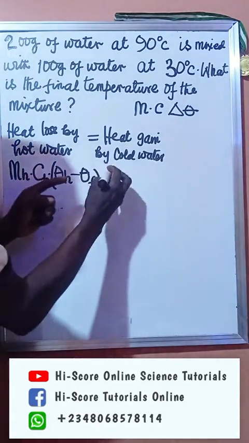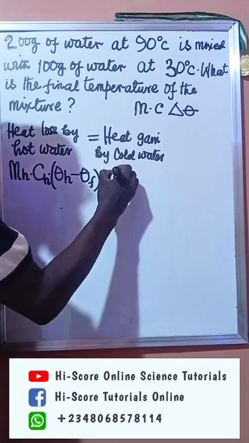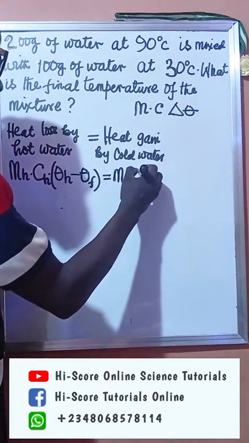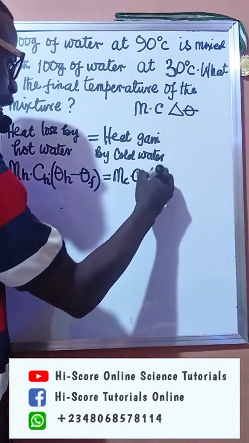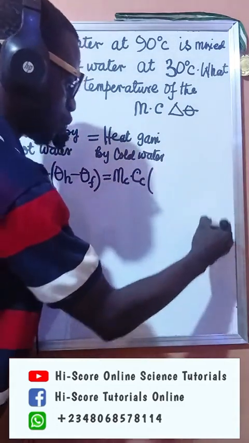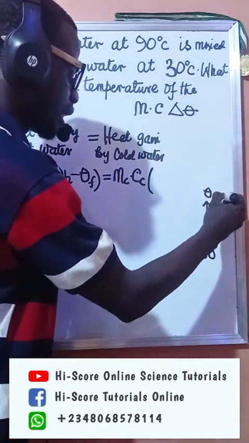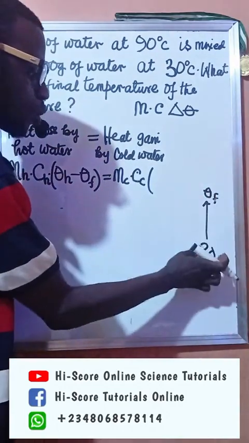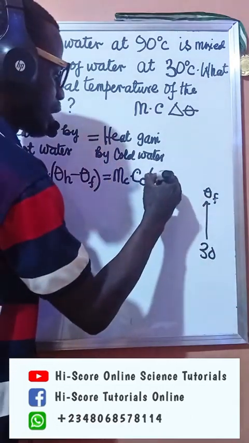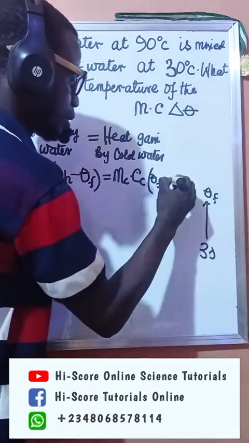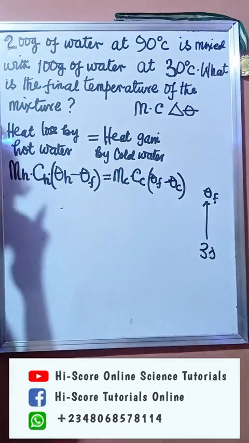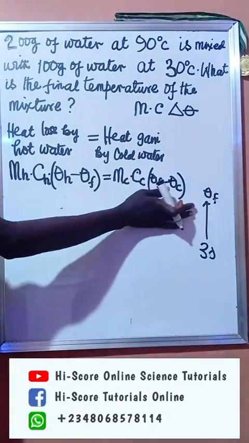So, heat gain by the cold water will be given by the mass of the cold water times the specific heat capacity of the cold water times the change in temperature. Now the cold water will have to rise from 30 up to theta final. In that case, theta final will be more than the temperature of the cold body, that is theta final minus the temperature of the cold water.